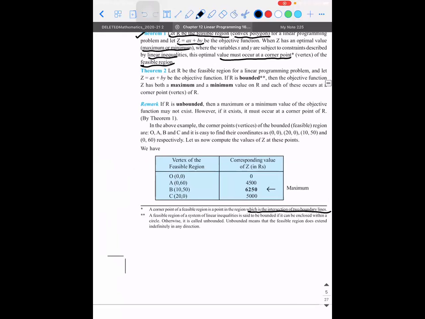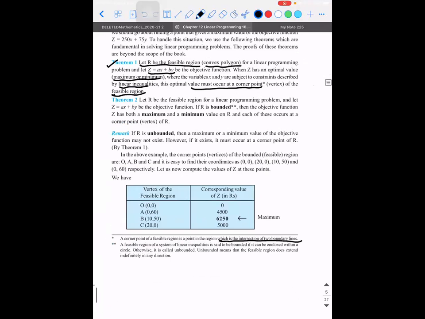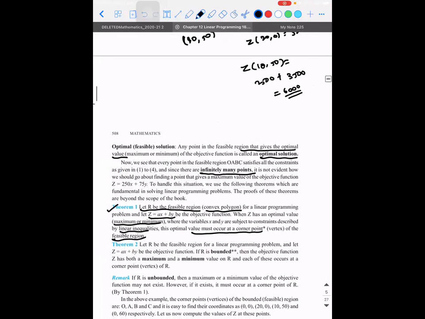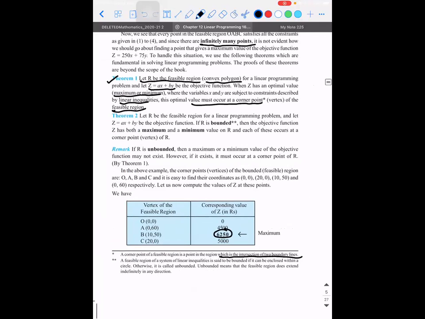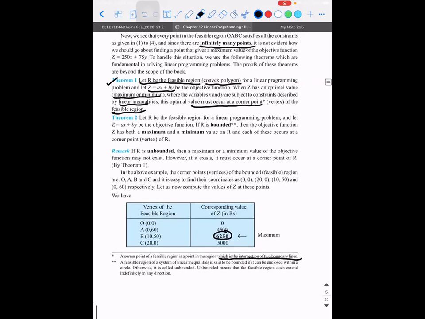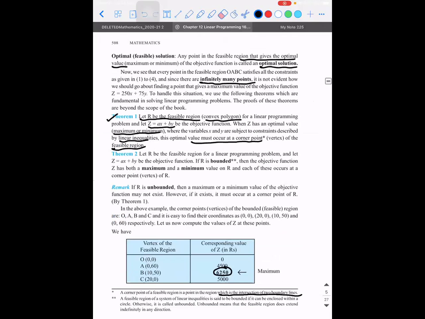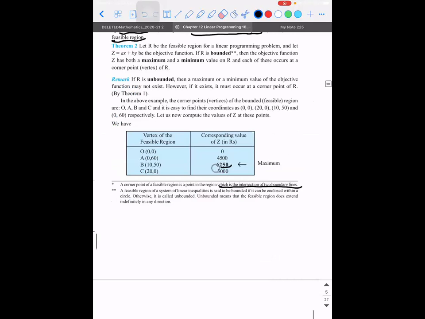Okay. Is it 6,000? Is it right? 6,250 is coming. Here he has written 6,250. Is there a mistake in our calculation? So I think it's 75 into 50. Yes, it is 75. So when you do that calculation, you will get the value as 6,250. Okay. Am I clear till this point?